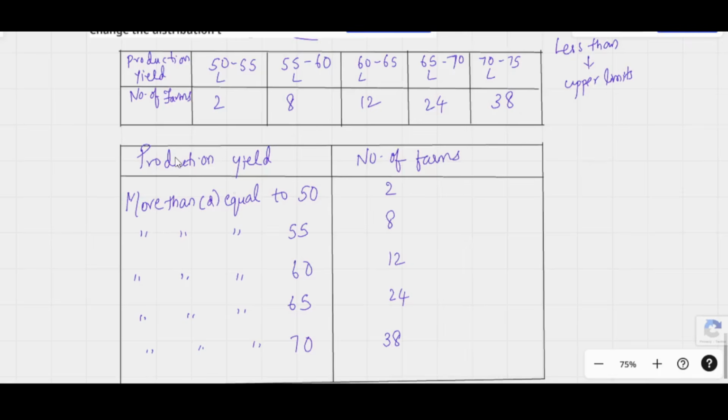If they have asked you to write down less than type, then happily write down the upper limits. You will write here less than 55, then less than 60, less than 65, less than. See, for more than, we write more than 50, then 55. If you want less than, you will include the upper limit: less than 55, below 55. Okay, I hope you understood now. So to avoid confusion, you can remember it like this.